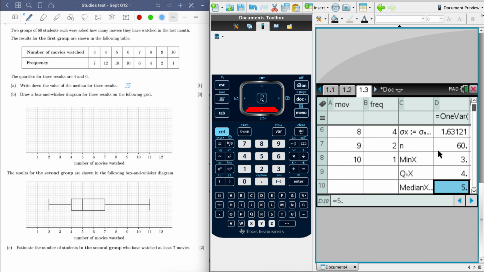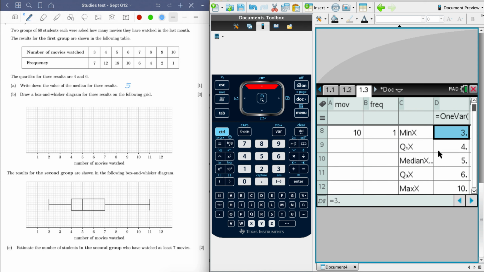And then it asks us to draw a box and whisker diagram showing the results. So we're also going to need here the minimum, the first quartile, the second quartile, which is the median, the third quartile, and the maximum. So it's all these bits of information you can see there.